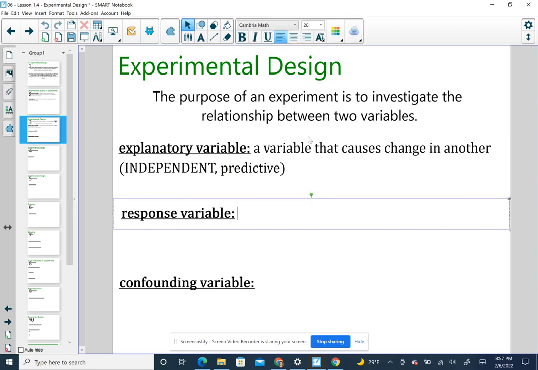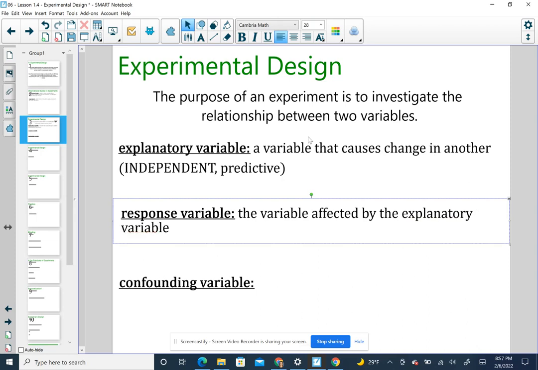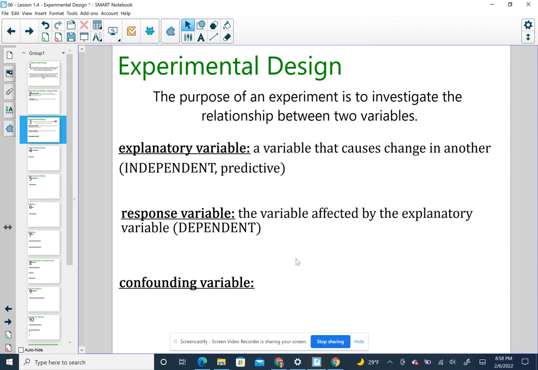Okay, so then the response variable is the variable affected by the explanatory variable. So this one would be your dependent variable. So let me give you an example here with these two.